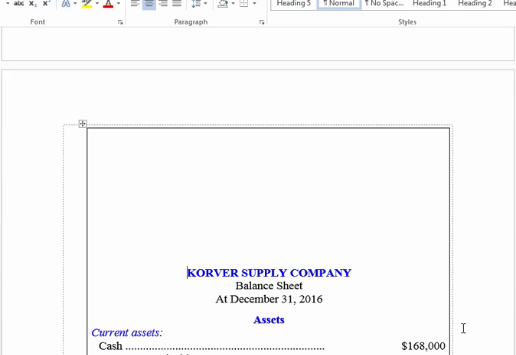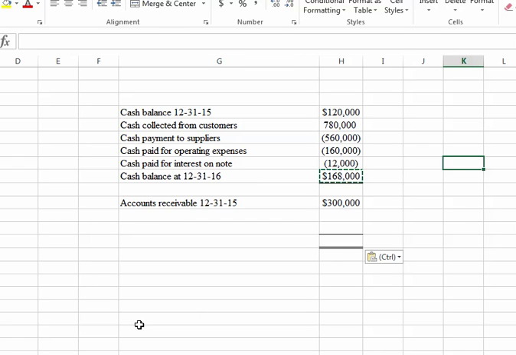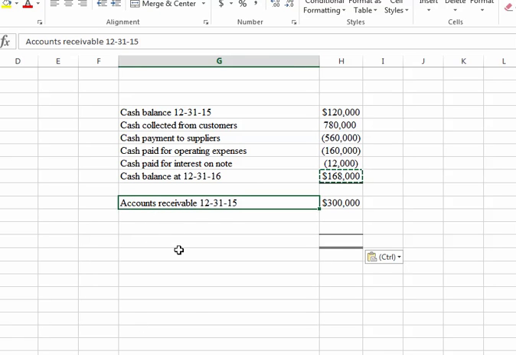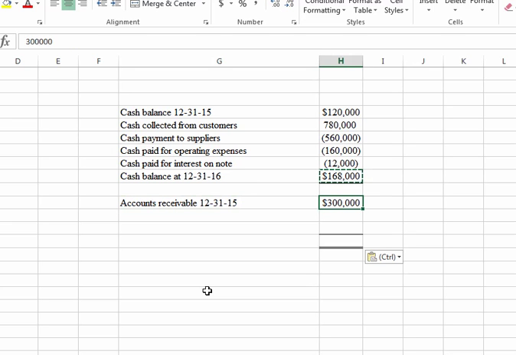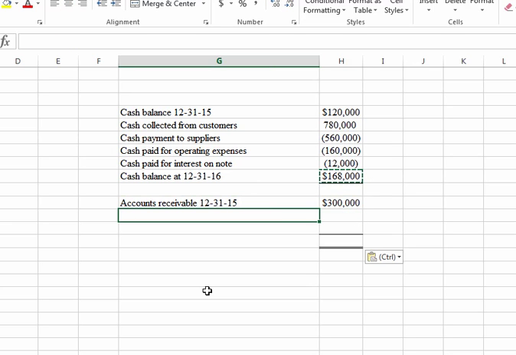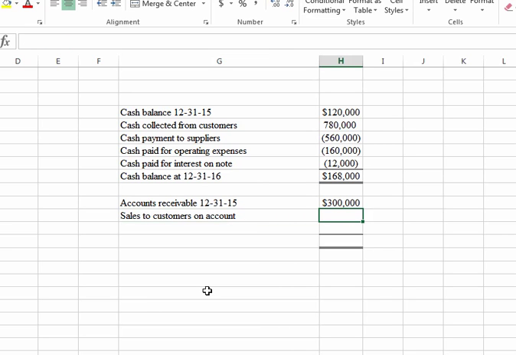Okay, now we'll make some similar calculations for each account. Let's go next to accounts receivable. Okay, the beginning balance, or the balance at the end of 2015 for accounts receivable, $300,000. Okay, what's going to increase accounts receivable? Well, sales to customers on account would increase accounts receivable. Okay, so that's going to be a positive number, 800,000.